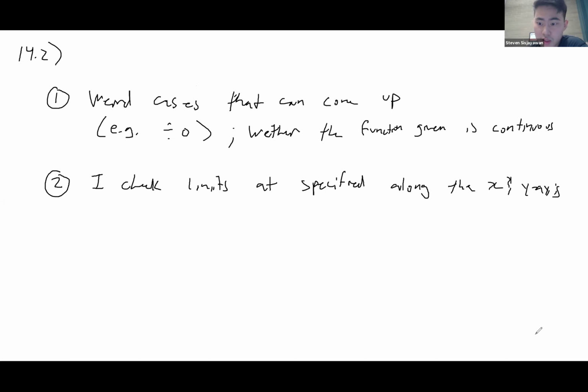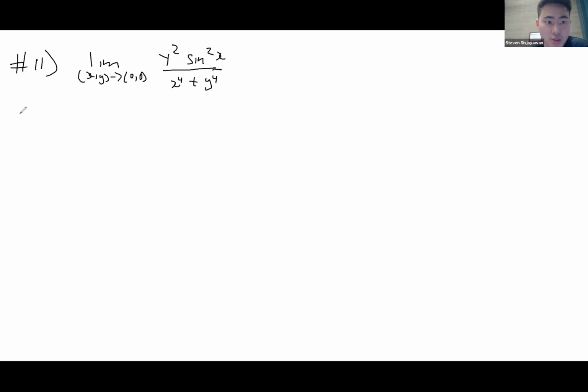Now, the second thing I do is I check the limits along each axis. So check if x is equal to 0, what do I get? I get y squared all over y fourth, which is the same thing as 1 over y squared. Wait, let me just check that. No, actually, that's not right, that's my bad. If x is equal to 0, we get y squared times 0 all over 0 plus y to the 4th, and that's going to be 0. So if x is equal to 0, we get 0.